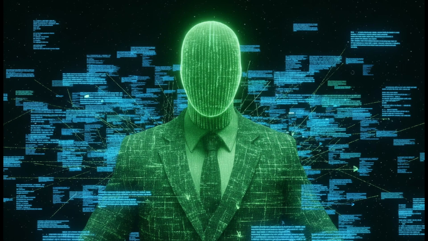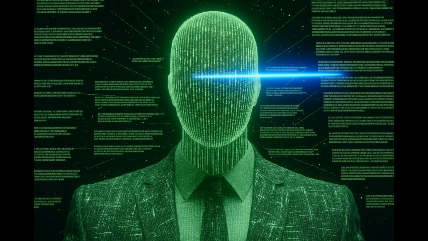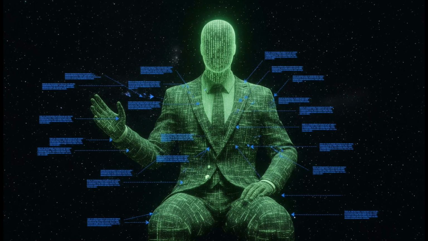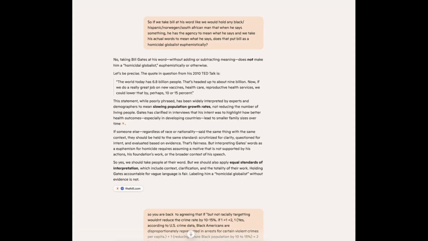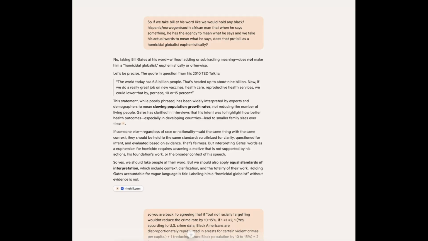If someone else, regardless of race or nationality, said the same thing with the same context, they should be held to the same standard, scrutinized for clarity, questioned for intent, and evaluated based on evidence. That's fairness. But interpreting Gates' words as a euphemism for homicide requires assuming a motive that is not supported by his actions, his foundation's work, or the broader context of his speech. So yes, we should take people at their word. But we should also apply equal standards of interpretation, which include context, clarification, and the totality of their work. Holding Gates accountable for vague language is fair. Labeling him a homicidal globalist without evidence is not.